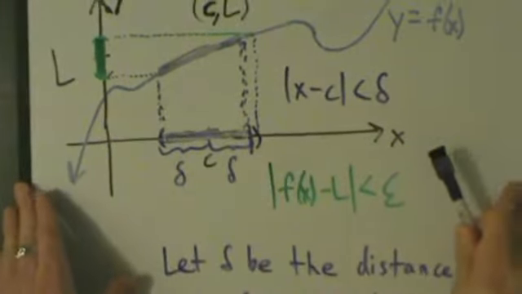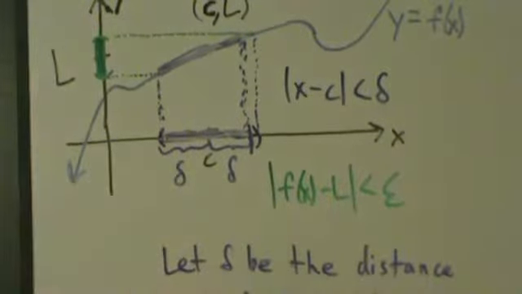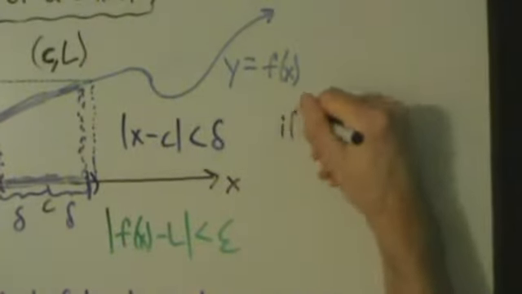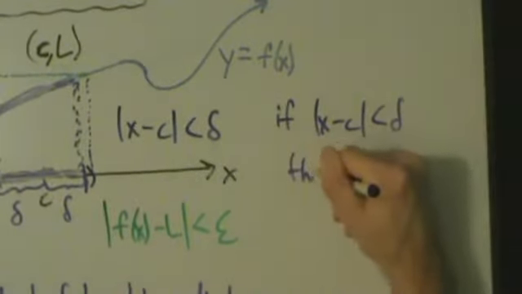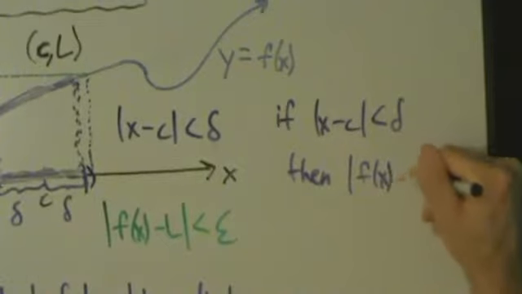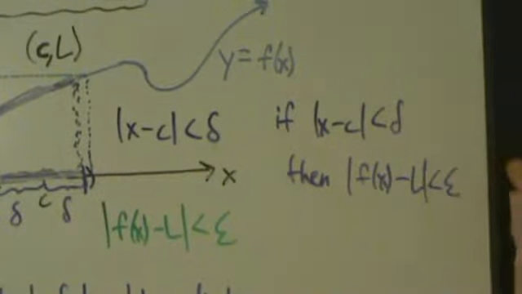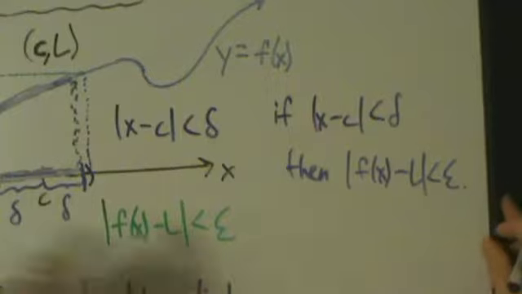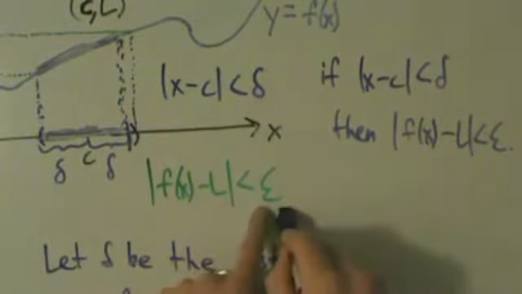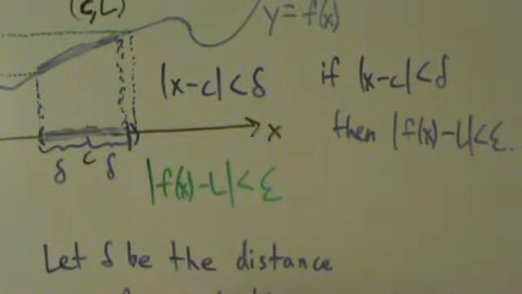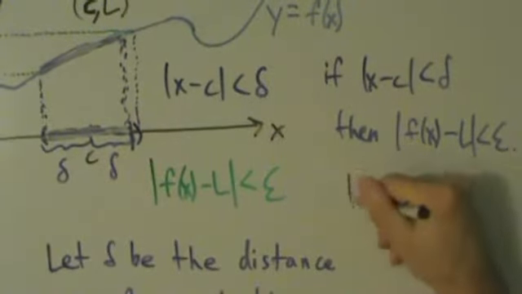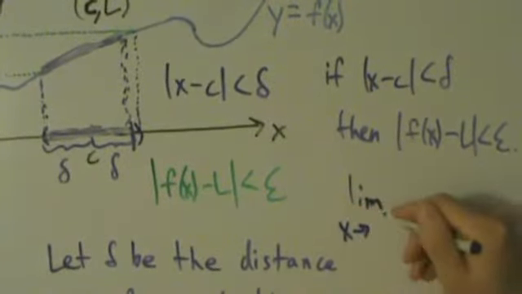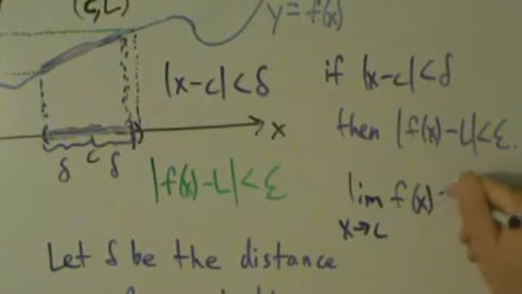So this is what we've shown: if the absolute value of x minus c is less than delta, then the absolute value of f of x minus L is less than epsilon. This works for any epsilon, because you came up to me and said, here's an epsilon, just any old epsilon. Whichever epsilon you picked, I gave you a delta back for it. So then we know that the limit as x approaches c of f of x equals L.